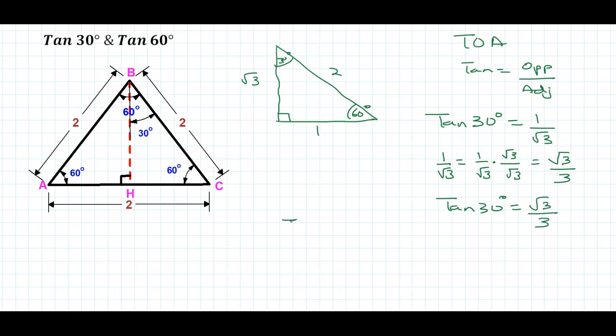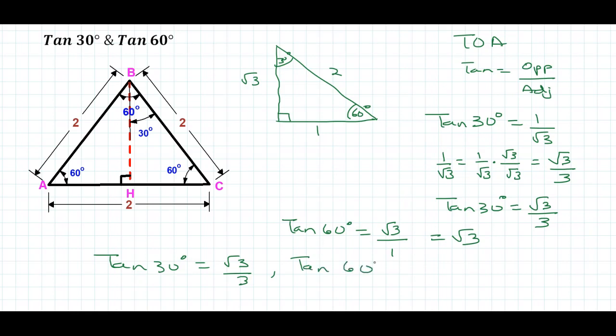What about tan 60 degrees? Tan 60 degrees is going to be opposite, which is square root of 3, adjacent is 1. So this is equal to square root of 3. So let's summarize this here. Tan 30 degrees is square root of 3 over 3. And then tan 60 degrees is equal to the square root of 3.